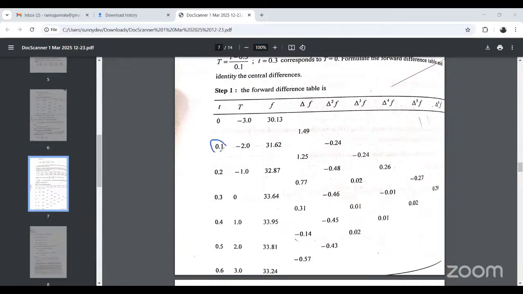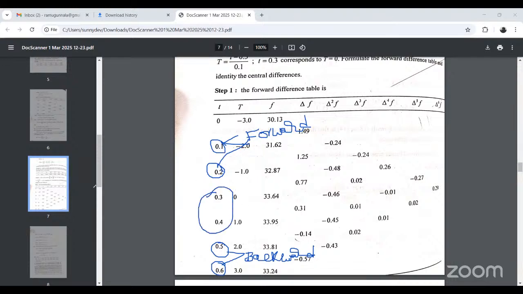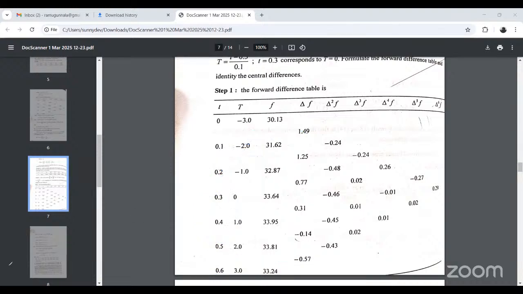If they're asking for 0.1 and 0.2, then which one do we have to use? Forward. And this we can also use forward. And now if they're asking for 0.6 and 0.5, so this we have to use what is it? Backward. So above is the forward and down is backward. So understood? But if they're asking for the middle terms, these two, then we have to use the central differentiation table.